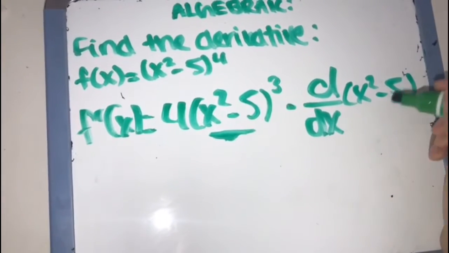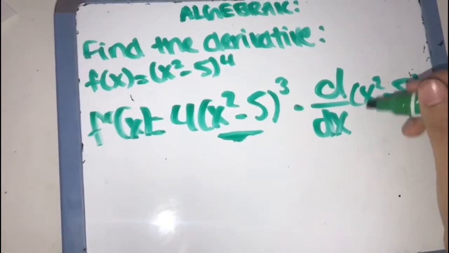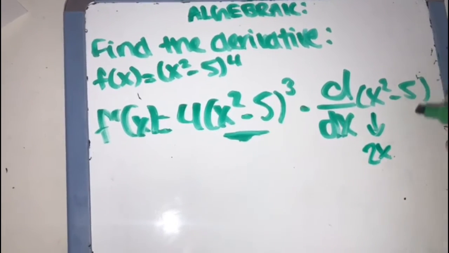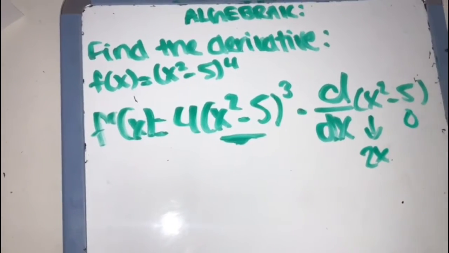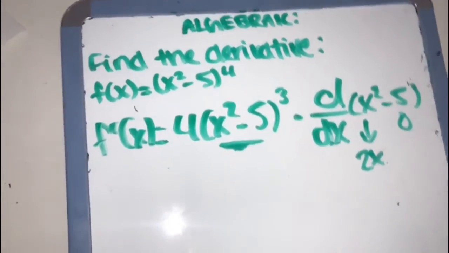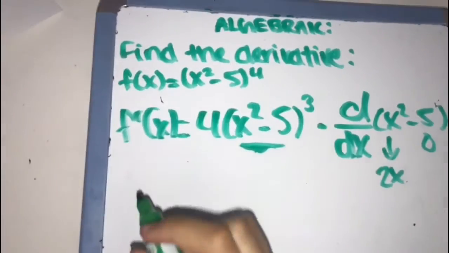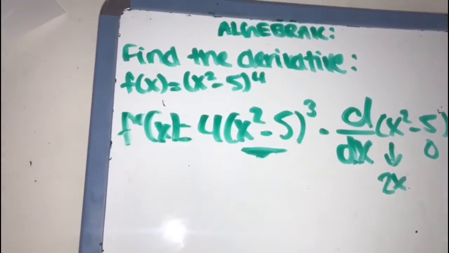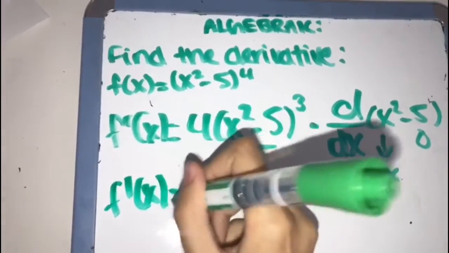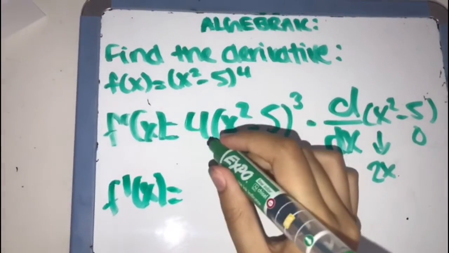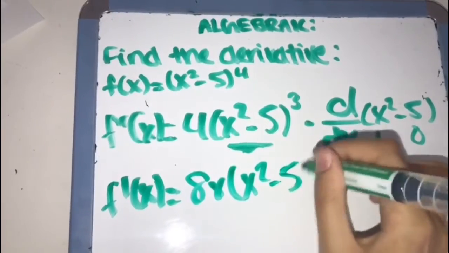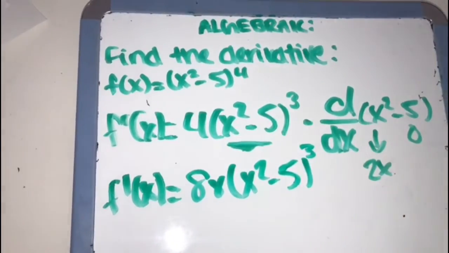Now we will be simplifying, using the power rule on x squared, which is basically 2x. Now the 5 would just be 0, so there's no real point in putting that there because it's equal to 0, and that really doesn't matter at all. Now simplifying that all together, 2x times 4 is 8x, which would be times (x squared minus 5) to the third, and this is your answer for this problem.